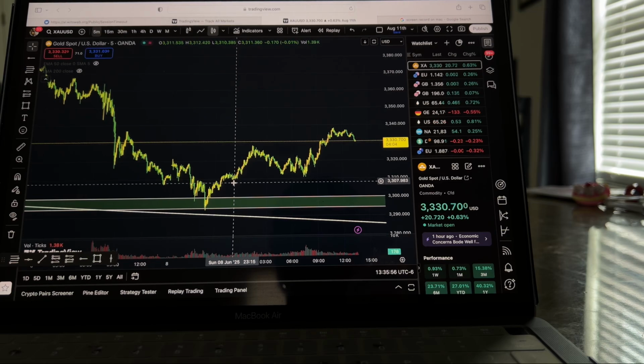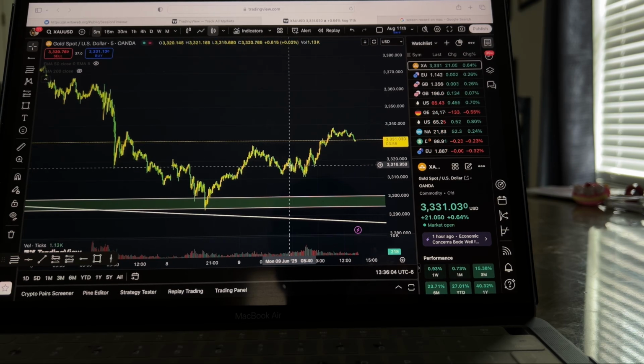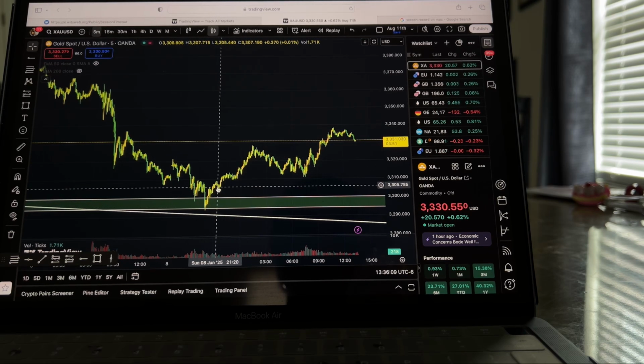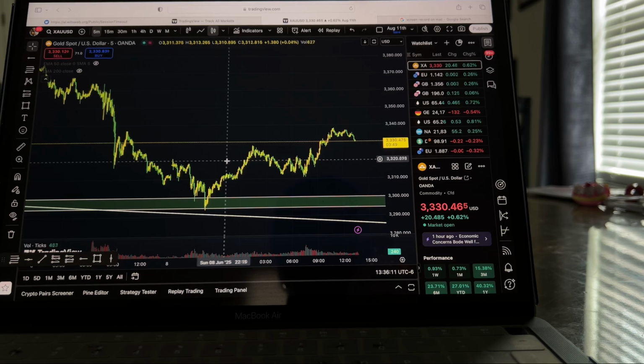Pushed up again, pulled back, made another entry. Come on now. She pushed up again. She kept pushing up, kept pushing up, kept pushing up. Boom. She pulled back. I made another entry. So now I'm in for a couple entries. You dig what I'm saying? So by the time she gets to the top right there, I'm already up 500.